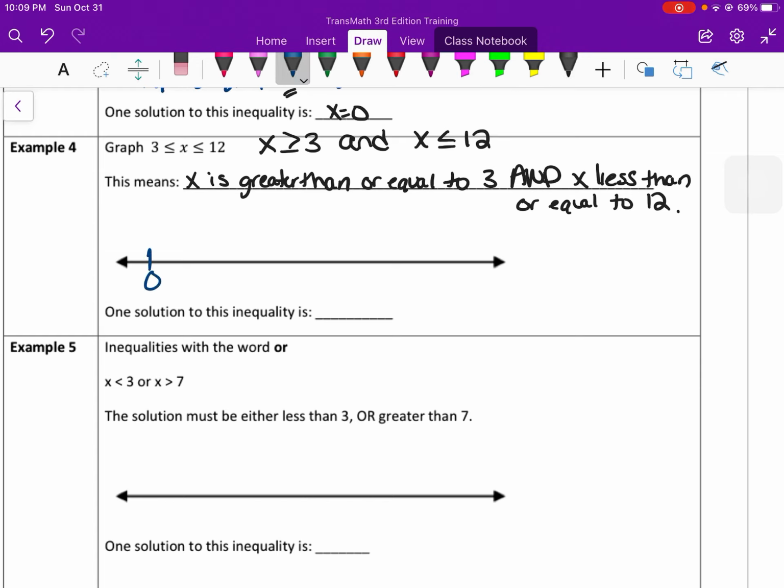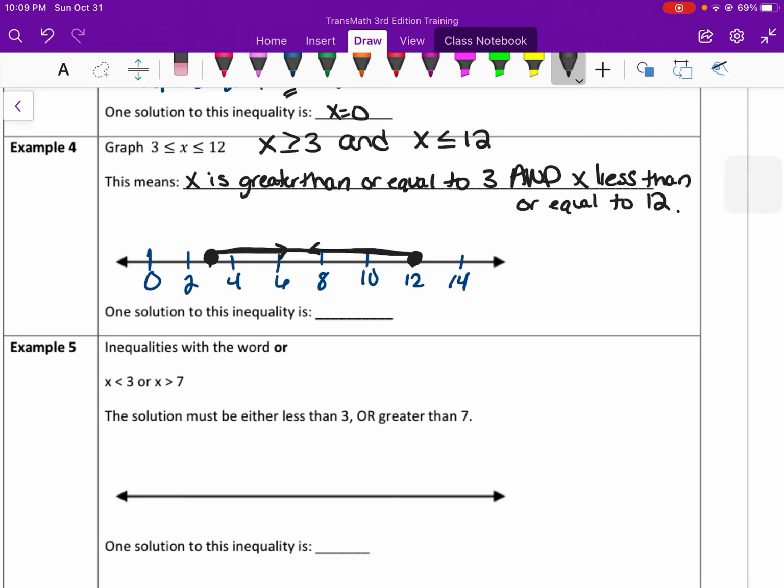So let's see, we might have to count by 2s to fit these on. So 2, 4, 6. So greater than or equal to 3, 3 is going to be right between 2 and 4. It's equal to 3, so it's going to be a filled in closed circle. Greater than or equal to is going to go to the right. And x is less than or equal to 12, so equal to 12, so closed circle again. And the numbers to the left, so then they overlap, so we would connect those dots.